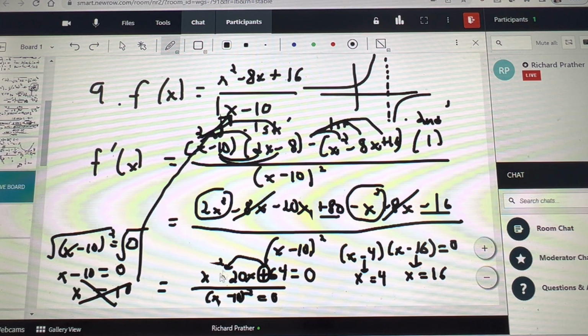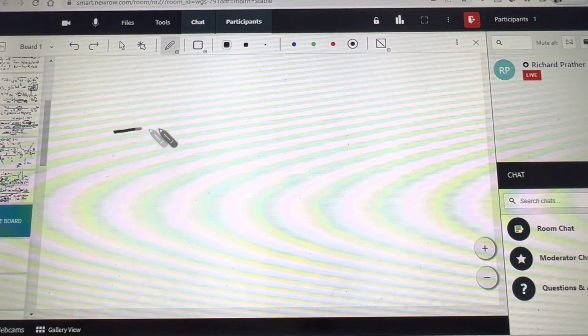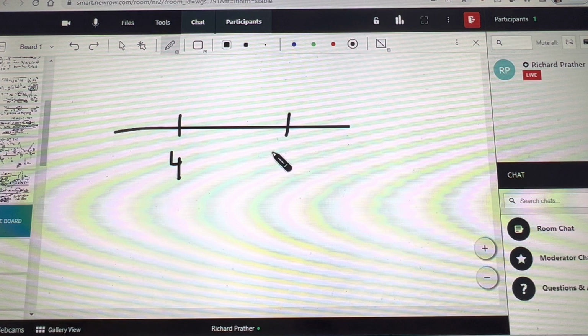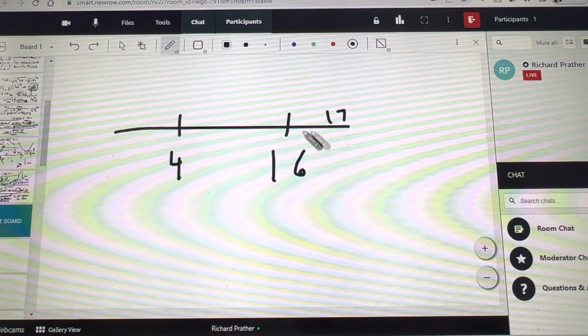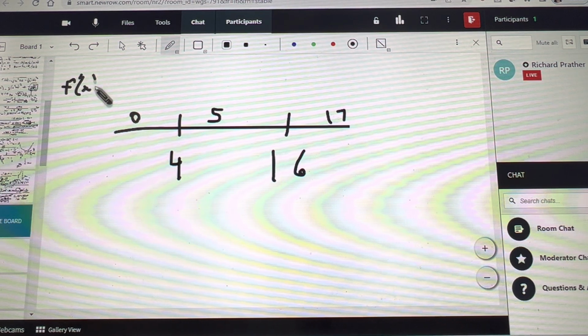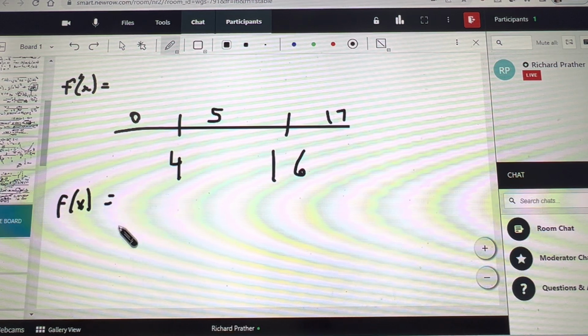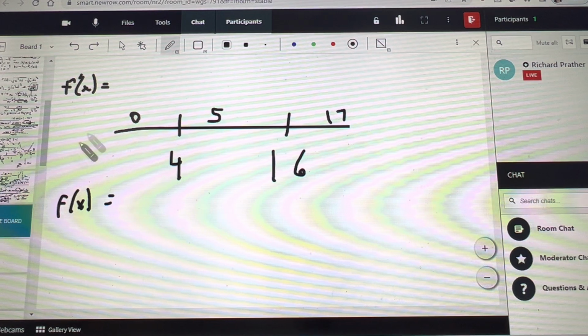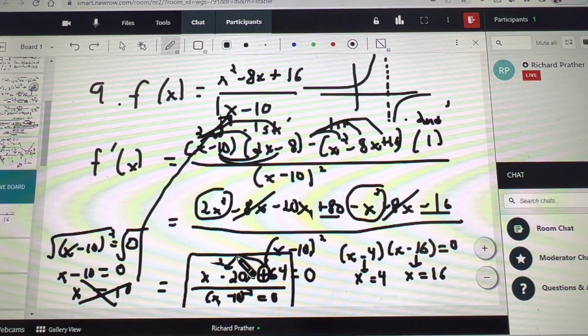Okay, so we need to take our simplified derivative function, and we got to plug these two critical numbers in. So 4 and 16 are my only two critical numbers. I would choose 17, 5, and 0 as test points. And again, all we care about is the derivative, positive or negative. That'll tell me if the original function is increasing or decreasing. So plug 0 in, that's nice. 0 will make all these x's disappear. The top will just be 64. And the bottom will be negative 10 squared, which is positive 100.